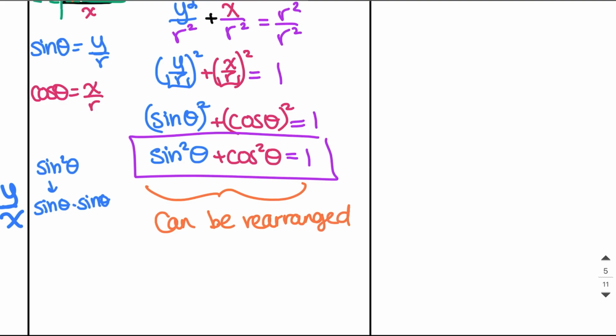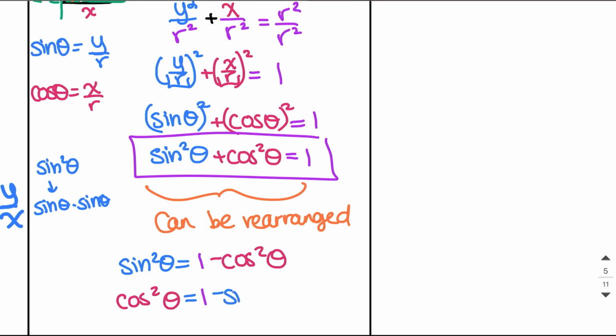So, for example, I can say that sine squared theta is going to equal, if I isolate sine squared theta, I would subtract the cosine squared theta over, so it'd be 1 minus cosine squared theta. And vice versa, I can say that cosine squared theta is going to be equal to 1 minus sine squared theta. So all of this stuff can be rearranged, okay?